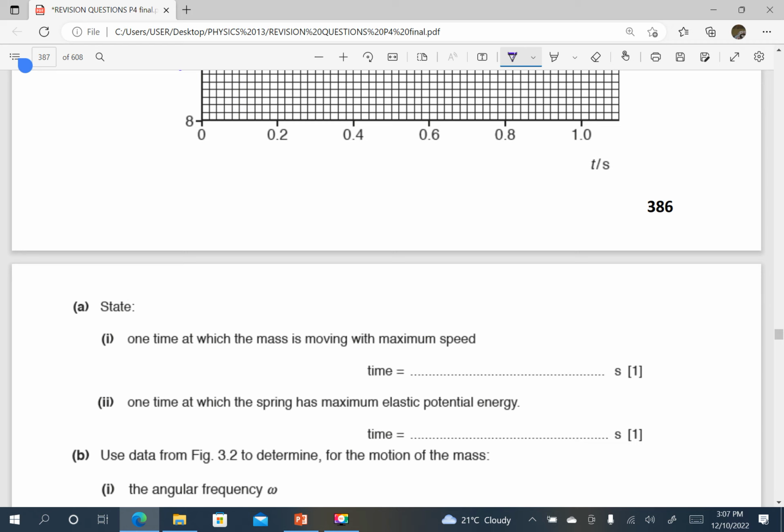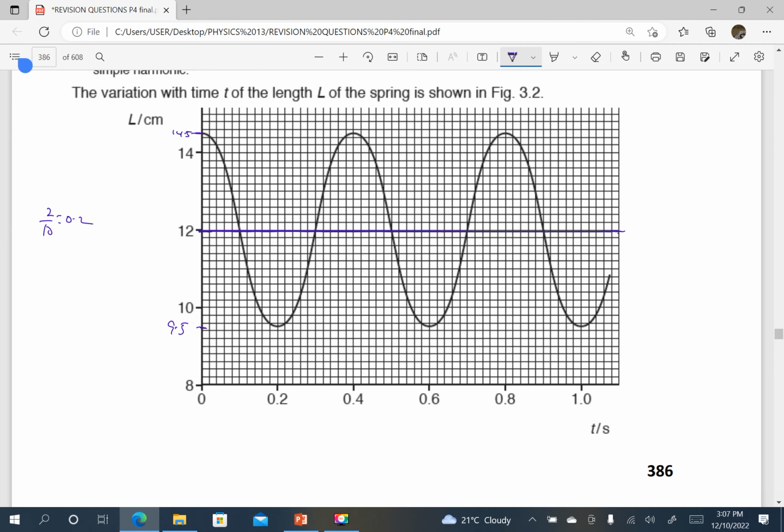State one time at which the mass is moving with maximum speed. This is a graph of length against time. And the speed is maximum when the body is passing equilibrium. So this point, that point, that point, that point, that point.